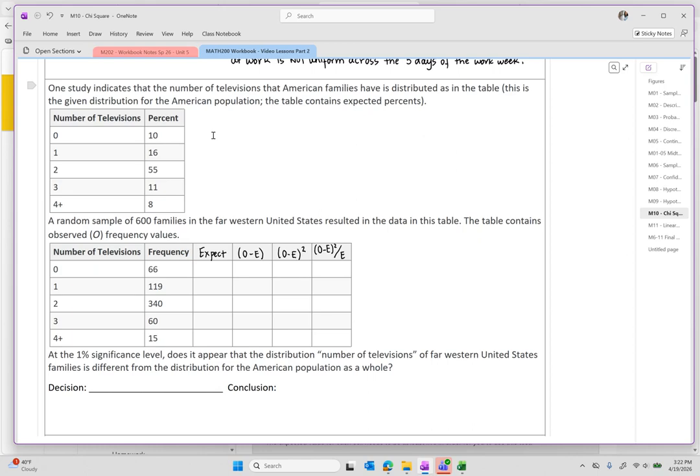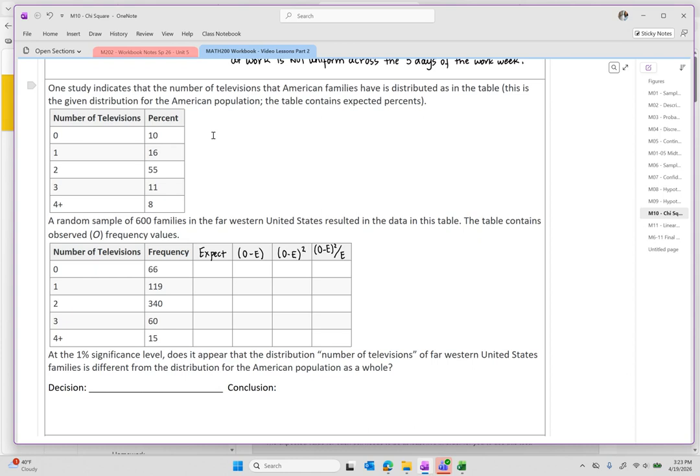A random sample of 600 families in the far western United States resulted in the data shown in the table below. 66 of those families had no TVs, 119 had one TV, 340 of the 600 families had two TVs, 60 of the 600 families had three TVs, and 15 had 4 or more TVs. Our work is at the 1% significance level to determine if it appears that the distribution of the number of televisions of far western United States families is different from the distribution of the American population as a whole.